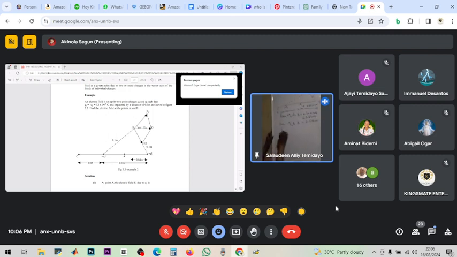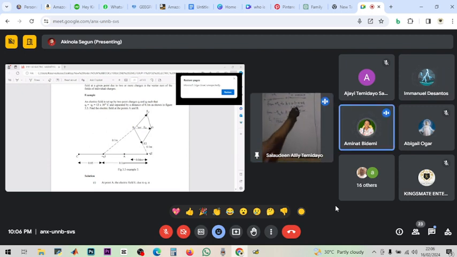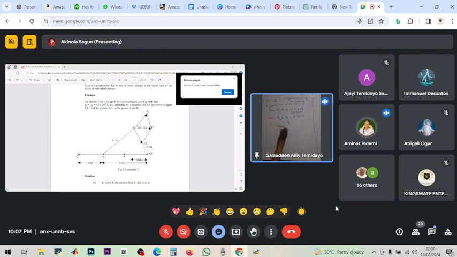plus Q over 4 pi epsilon naught r squared. So E1 equals 1 over 4 pi epsilon naught r squared times q. Am I moving together with you guys? Yes. So, what is my q? My q is 12 times 10 to the power of minus 9, over 1 over 4 pi epsilon naught, which is 9 times 10 to the power of 9.